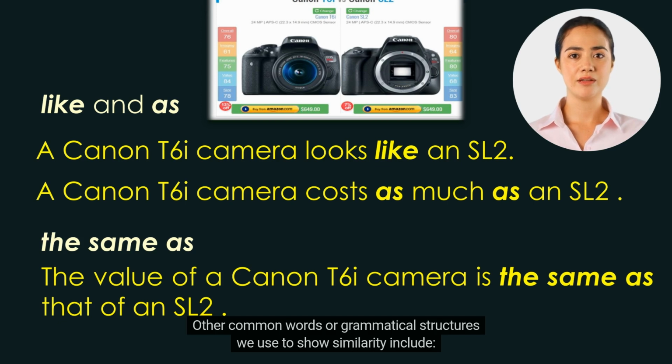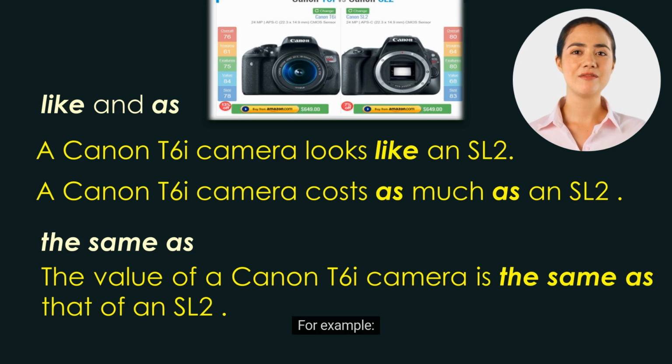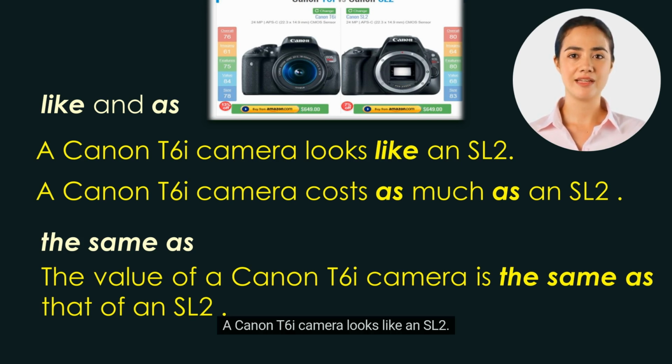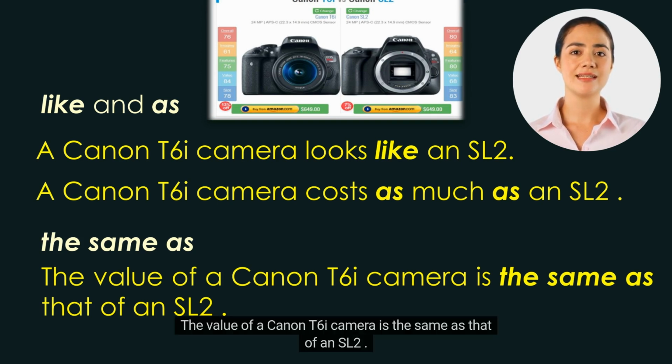Other common words or grammatical structures we use to show similarity include like and as. For example, a Canon T6i camera looks like an SL2. A Canon T6i camera costs as much as an SL2. We can also use the same as. For example, the value of a Canon T6i camera is the same as that of an SL2.